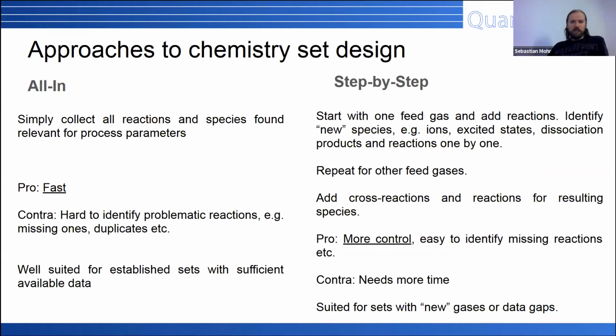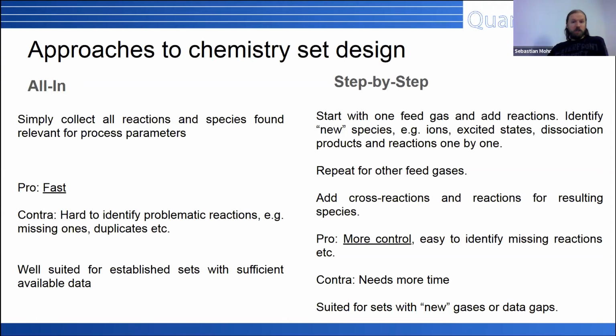So you start with one feed gas, add, for example, electron reactions to this, then see which new species, for example, which ions or which other neutrals, dissociation products are created, identify maybe the one with the highest density, include reactions for this and repeat this, go through this reaction chain, repeat this for other feed gases, then add reactions between these, for example, the ones between fluorocarbons and oxygen, and so on. And you go on like this until you reach the end of the reaction chain.